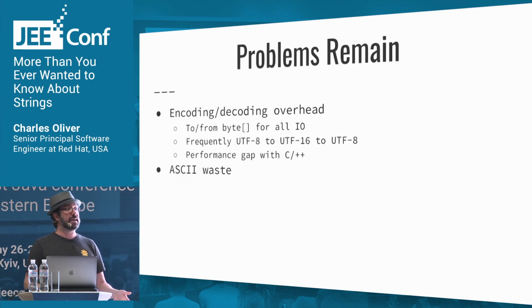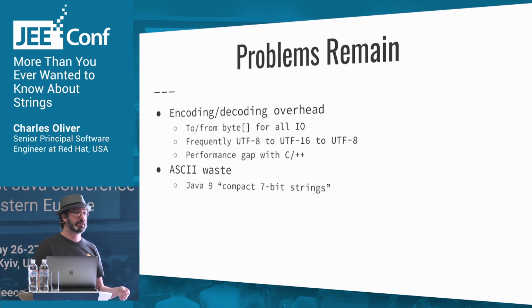Of course, there's the problem with ASCII waste. This is now trying to be addressed in Java 9 with this feature, compact 7-bit strings. All of the 7-bit strings in the world, all of the ASCII range characters, still require a full 16-bit char on the JVM. And that means we're doubling the amount of memory necessary to represent them. Java 9 starts to address this. It packs those types of strings down into a byte array when it's able to.